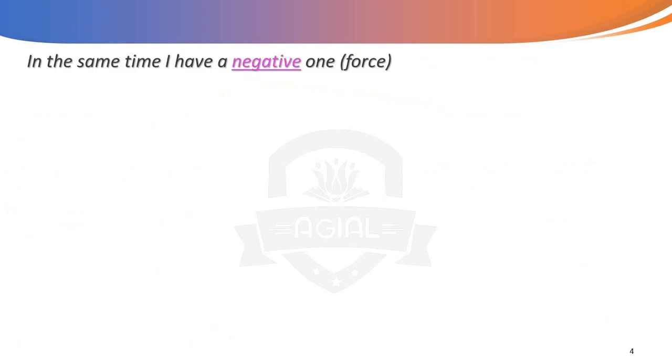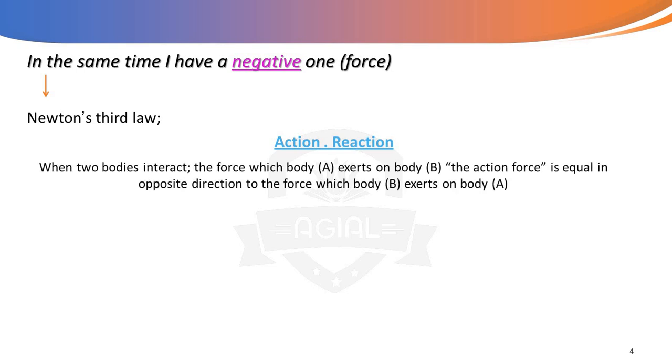At the same time, I have a negative 1. What is the negative 1? Firstly, let me tell you about Newton's third law. It is called action-reaction. This law says when two bodies interact, the force which body A exerts on body B, this force is called the action force, is equal and opposite in direction to the force which body B exerts on body A. I can't understand.